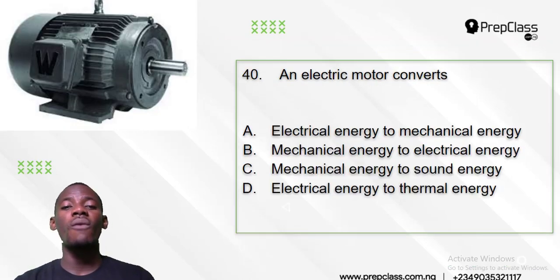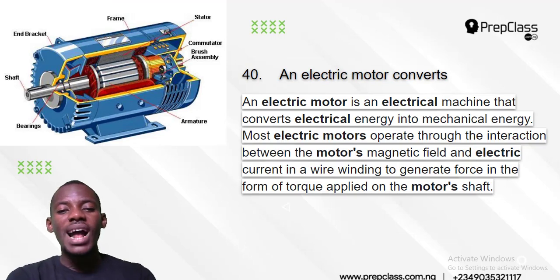Number 40 says, an electric motor converts what? Electrical energy to mechanical energy, mechanical energy to electrical energy, mechanical energy to sound energy, or electrical energy to thermal energy. This is an electric motor. You might have seen it before. If you have not, it is used in pumping machines. It helps to pump. So all pumping machines use a motor, and anything that rolls in your house uses an electric motor. Like your fan, your blender. Anything that rolls cannot roll without a motor or a rotor. So a motor converts what energy to what energy? Now let's check it out. An electric motor is an electrical machine that converts electrical energy into mechanical energy, and that's the answer we are looking for.